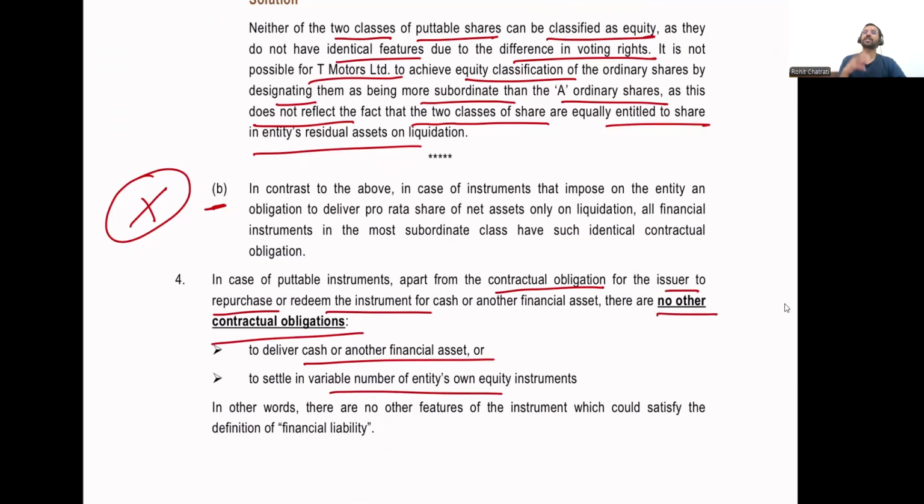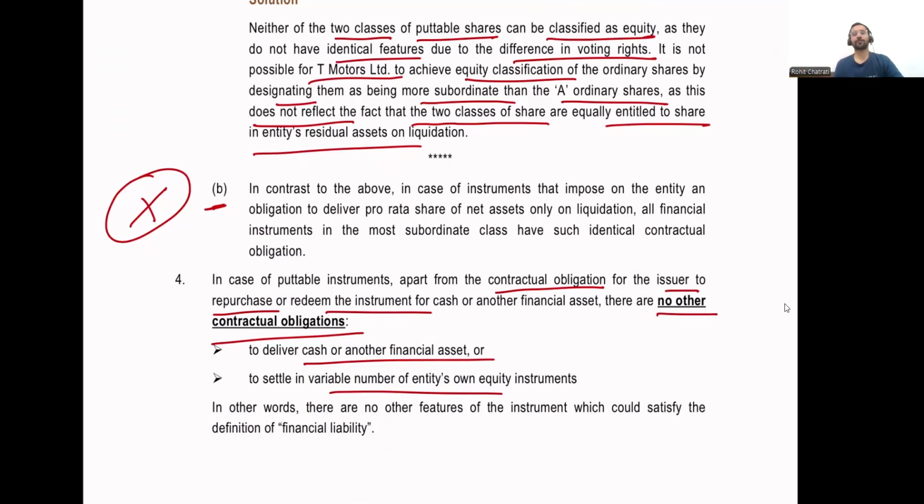All right, you cannot actually have any other contractual obligation. The entity should not have any other contractual obligation to deliver cash or an obligation to issue a variable number of the entity's own equity shares. Only if this condition is satisfied will it be classified as equity. If it is not satisfied, then obviously it means there is actually a nature of debt and hence it will be classified as a financial liability.